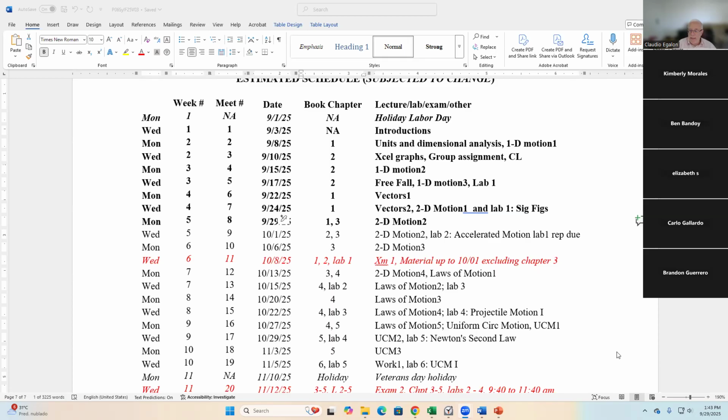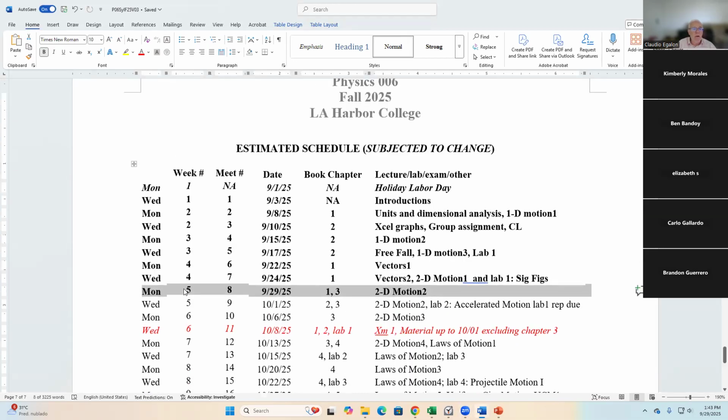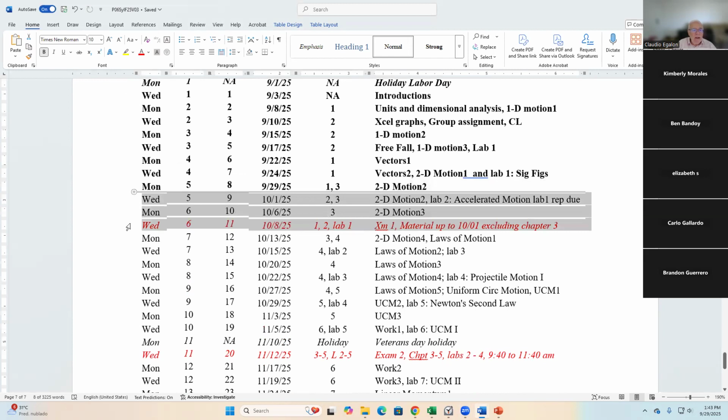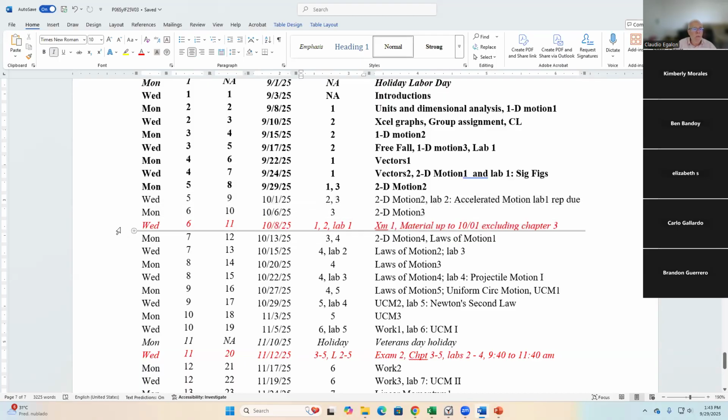Today is September 29th, 9:43, and I'm sharing the screen of the estimated schedule for the fall 2025, right? The exam is going to be next week. Time flies, right? Let's see. Okay, we're going to have chapters 1 and 2 only. There won't be time to finish covering chapter 3. So let's stick to chapter 1 and 2 and the lab 1 that we did.